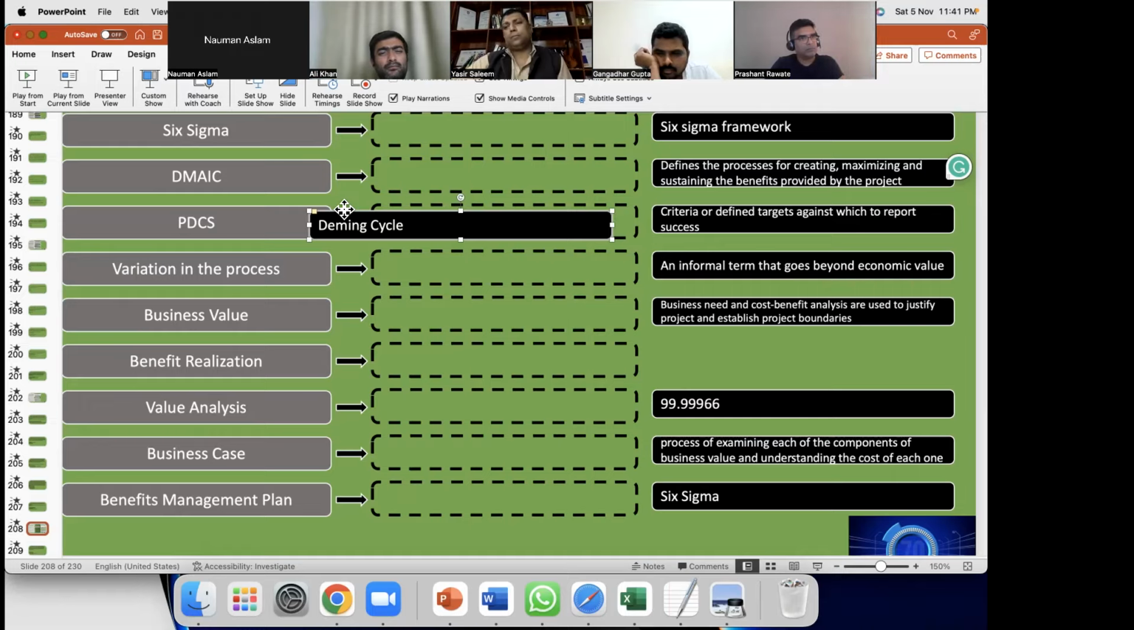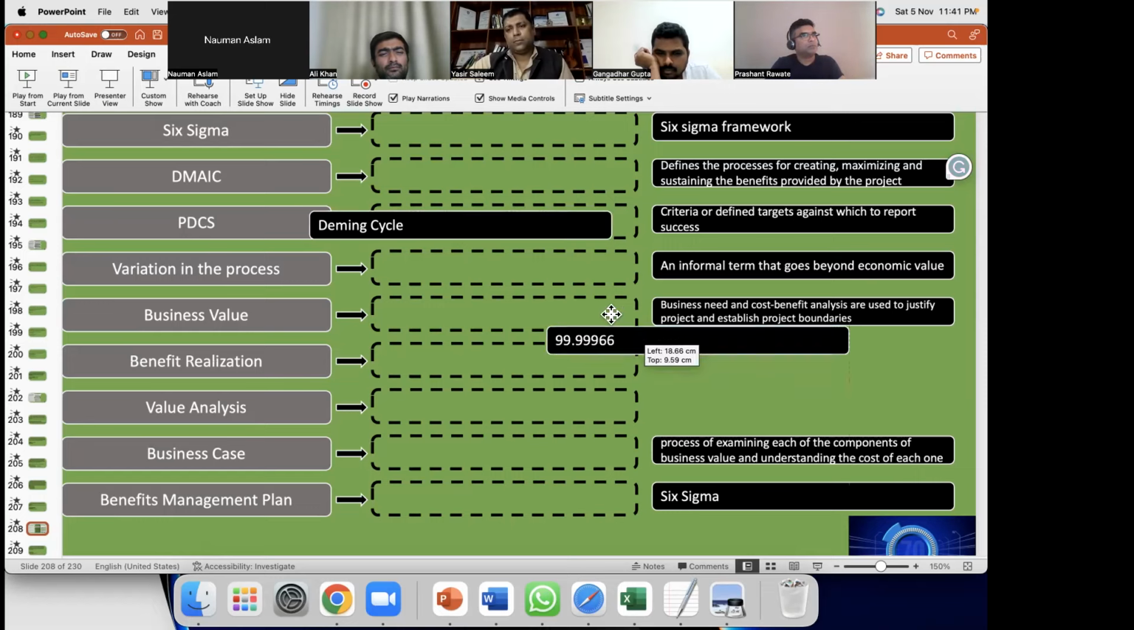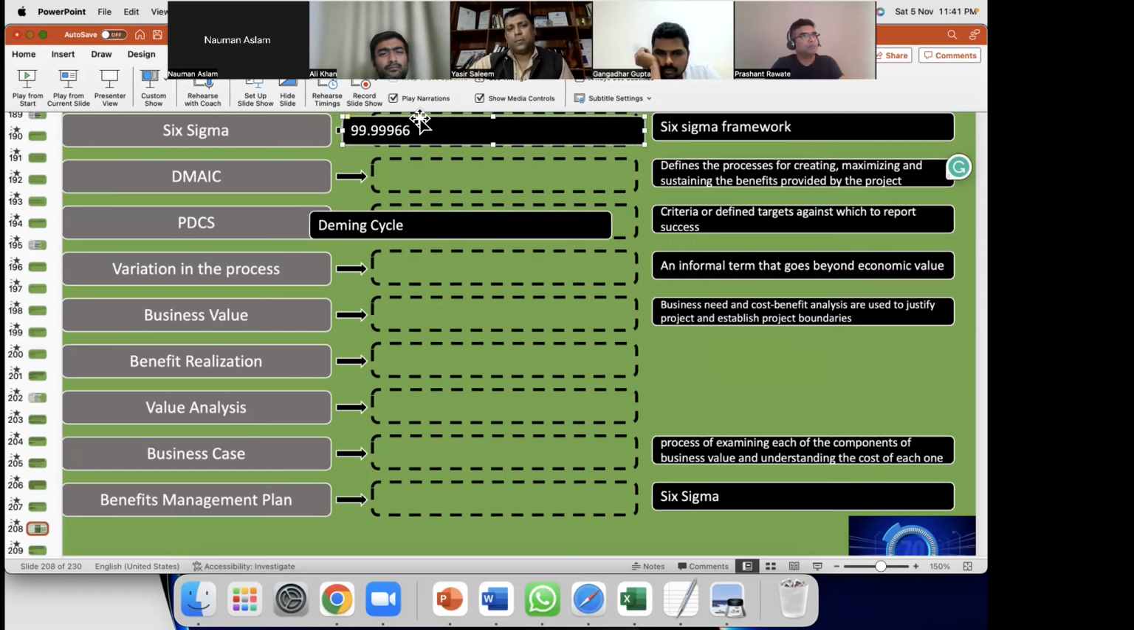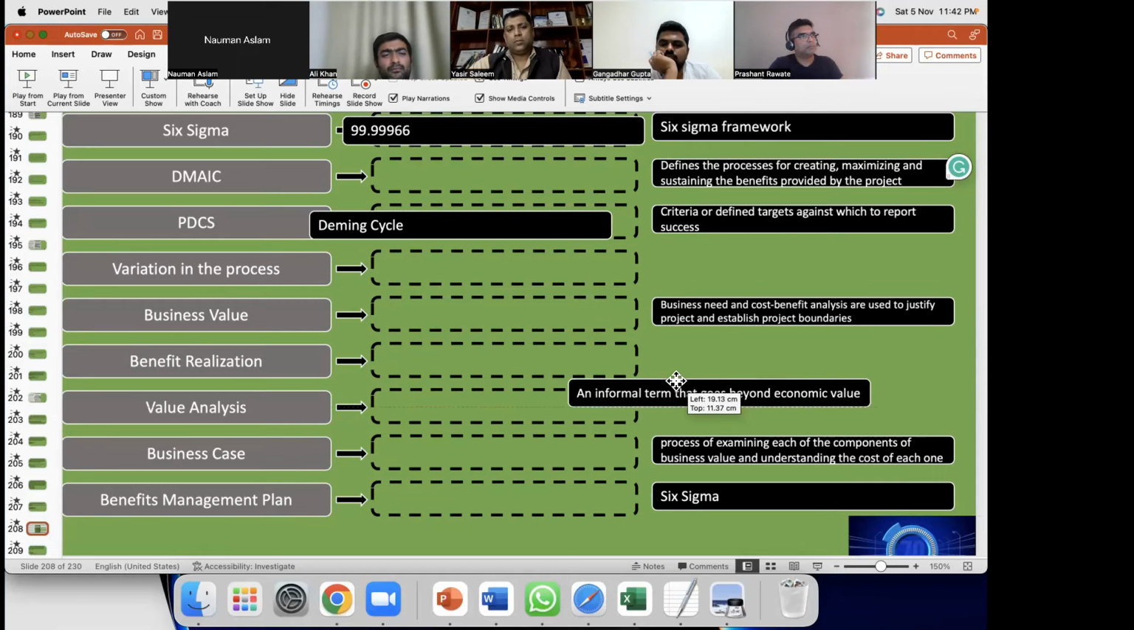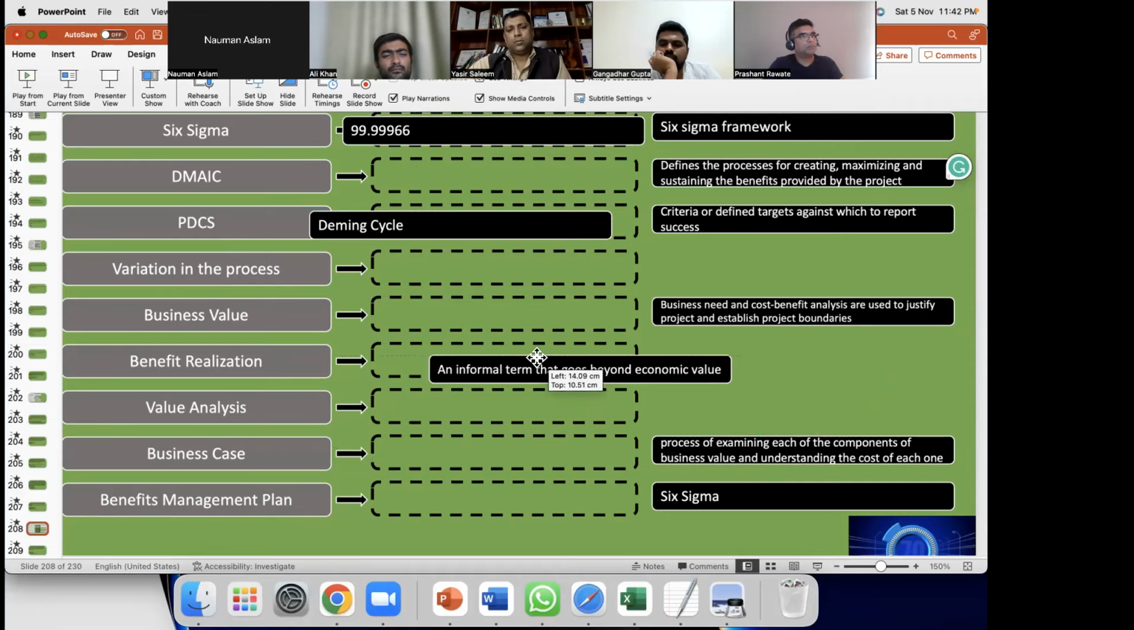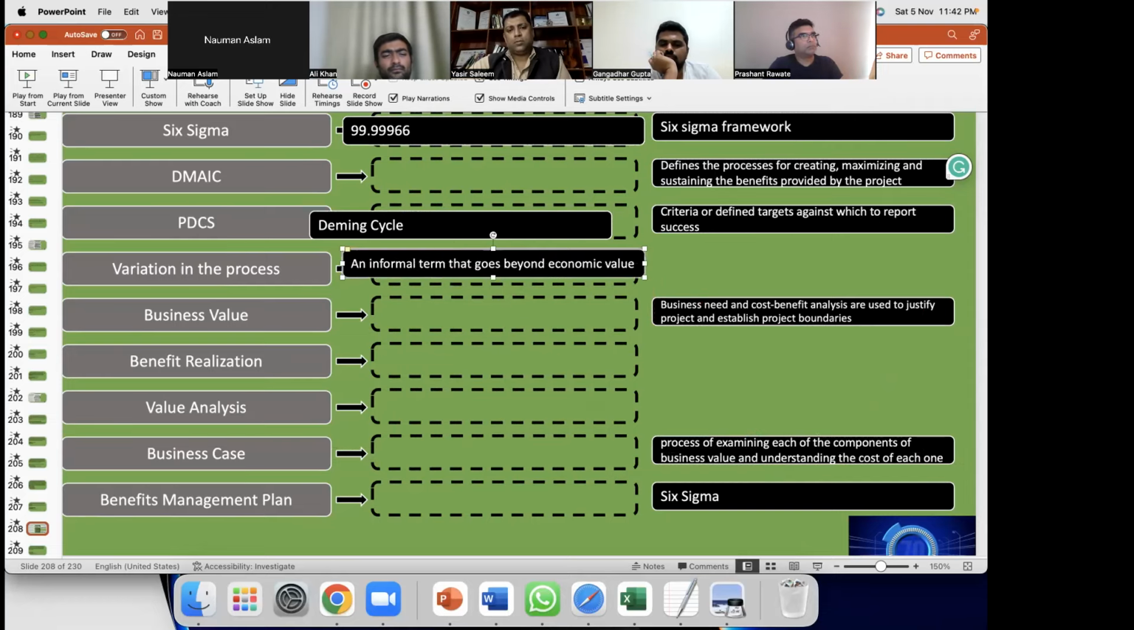Six Sigma is 99.99. Yeah, the highest quality standard. Variation in the process is an informal term that goes beyond economic value. What is that? Variation. That is variation in the process.